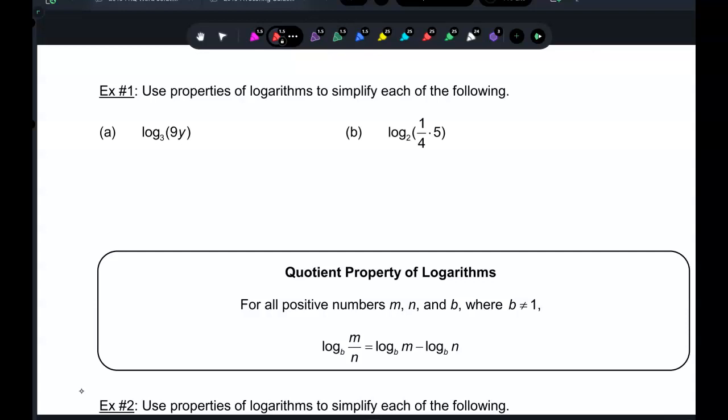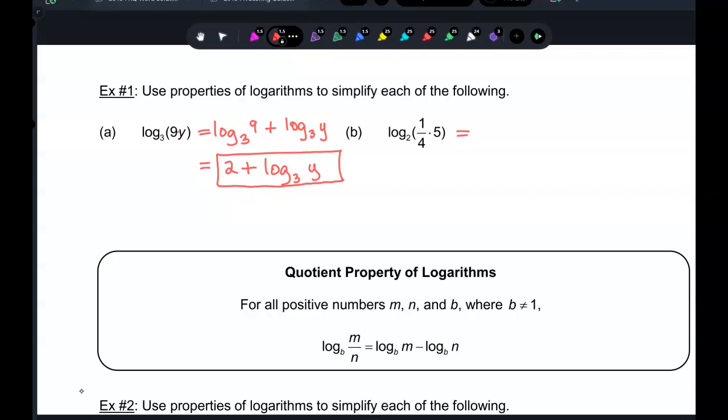Okay, use properties of logarithms to simplify each of the following. Okay, so this is a 9 times y. So what we're going to do is expand that. We're going to make that log base 3 of 9 plus log base 3 of y. Okay, log base 3 of 9. So this is saying 3 to what power gives us 9? That's going to be 2. Plus, now log base 3 of y, we don't know what y is. So there's nothing else that we can do to simplify this. So we're just going to leave that. And we can't combine those. They're not like terms.